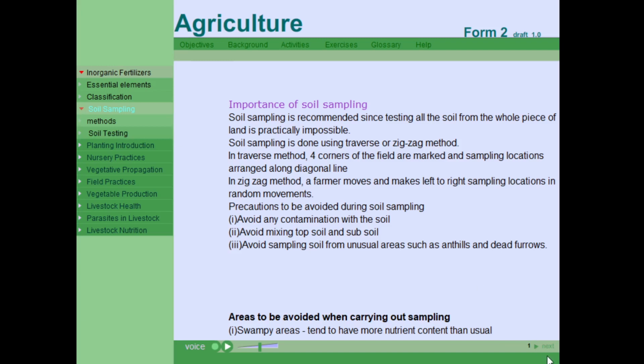Importance of soil sampling. Soil sampling is recommended since testing all the soil from the whole piece of land is practically impossible. Soil sampling is done using traverse or zigzag method. In traverse method, 4 corners of the field are marked and sampling locations arranged along diagonal line. In zigzag method, a farmer moves and makes left to right sampling locations in random movements.